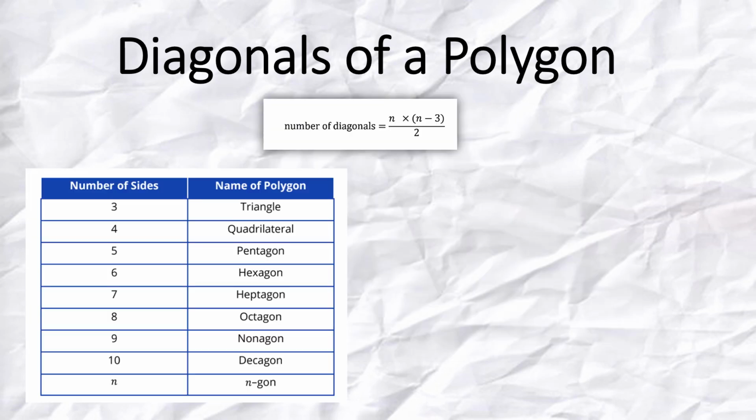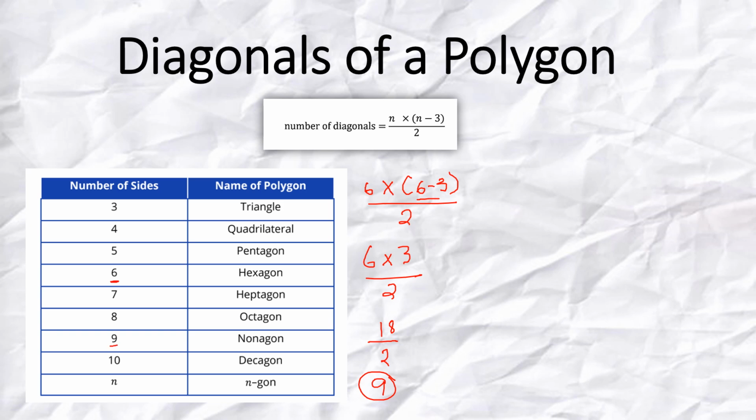So for instance, I am looking for the number of diagonals of the hexagon. Simply, I will replace the letter n. So that is 6 times parentheses 6 minus 3, divided by 2. We subtract first, 6 minus 3 is 3. So 6 times 3 divided by 2. 6 times 3 is 18. 18 divided by 2 is 9. So the number of diagonals for a hexagon is 9.